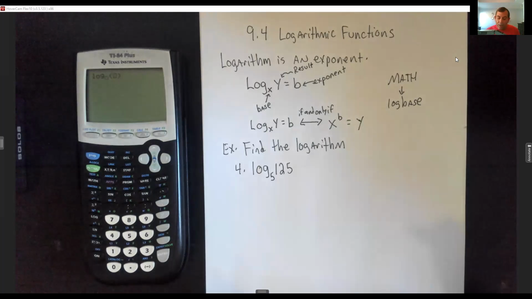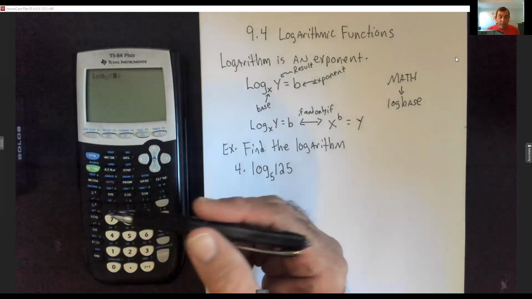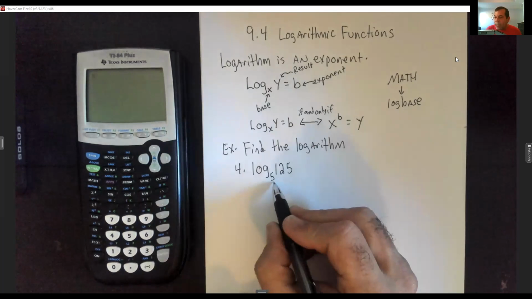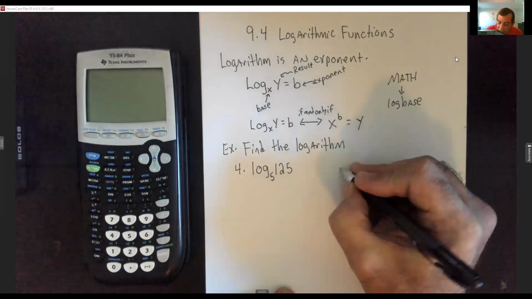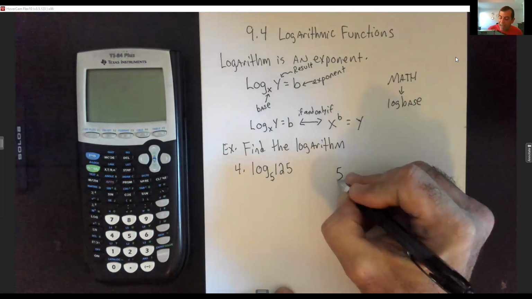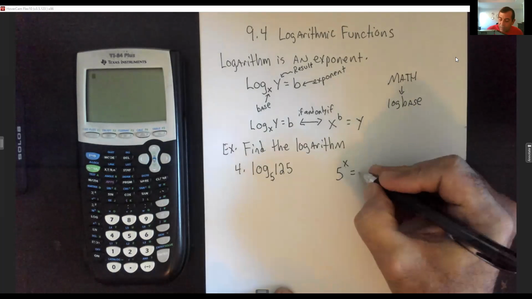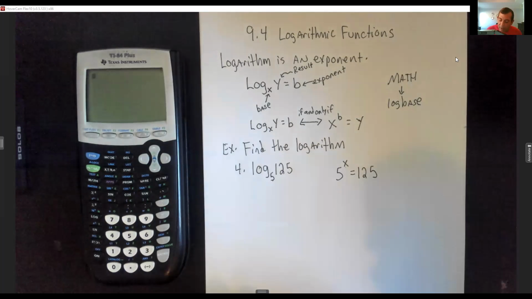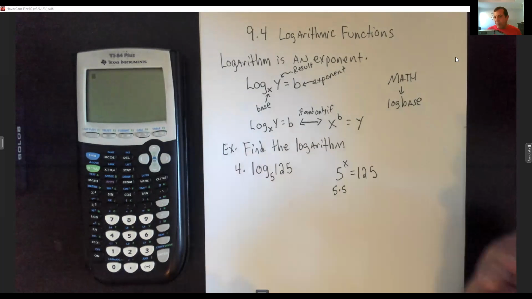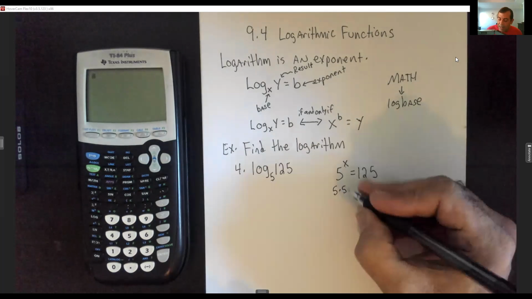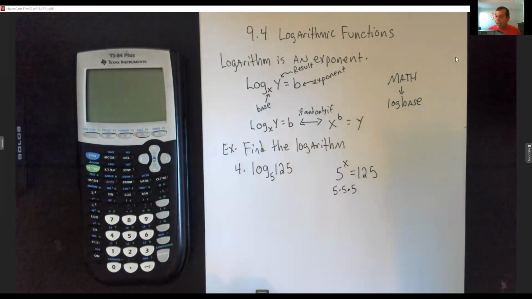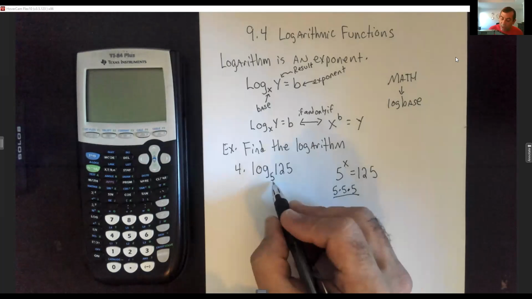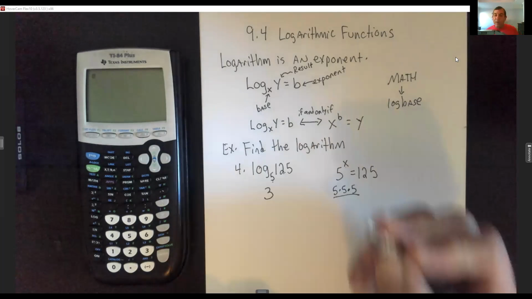So I'll do this by hand and then I'll show you how I can do that on that calculator, okay? So what I want to know is what exponent would I raise that 5 to for it to equal 125? So that would be what? 5 times 5 is 25. 25 times 5 is 125. So since I did that 3 times, the log base 5 of 125 will equal the exponent of 3.